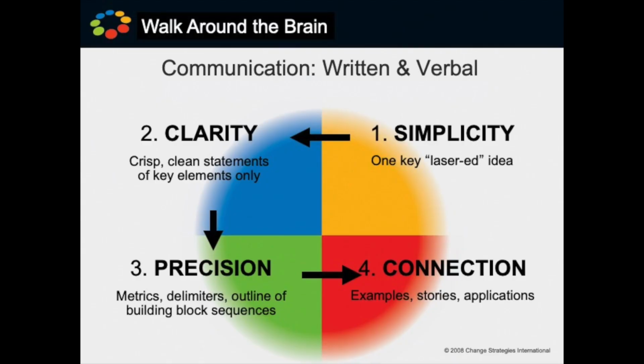This is an example of how the P&G one-page memo works. It is designed in a whole brain thinking fashion. Number one, you have one laser-keyed focused idea. We eliminated the irrelevant. Two, we use crisp, clean statements of key elements only. We don't ramble on and on. Three, we organize it with very precise building blocks and sequences. And four, we make connections as to how it's going to benefit the company.